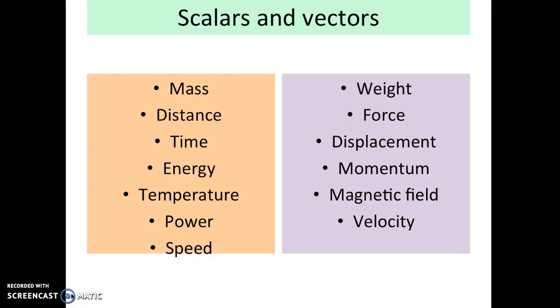So starting with scalars and vectors and knowing the difference between the two, you've got two lists here. One is made up of scalars and the other one is made up of vectors. And I would like you now just to quickly vote on which one you think is which, please.